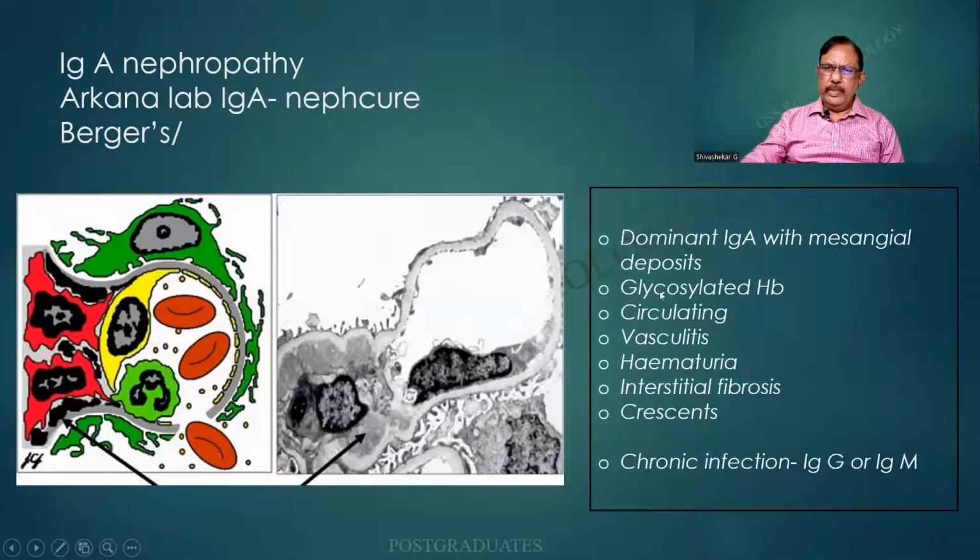So mesangial deposits, and they say that it is associated with glycosylated hemoglobin or even diabetes. Vasculitis, hematuria can be a classical symptom. Not only is it limited to the glomerulus, but also to the interstitium, producing fibrosis. In the later stages, there can be crescent formation. Chronic infection can lead to either IgG or IgM deposits also. Here it is IgA deposit, and hence the name IgA nephropathy.